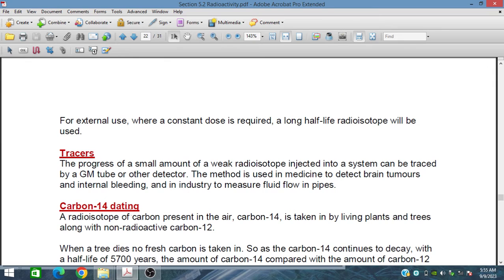Tracers are also used. The progress of a small amount of a weak radioisotope injected into the system can be traced by a GM tube or other detector. This method is used in medicine to detect brain tumors and internal bleeding. Tracers are injected into the body and then detected by the GM tube or other detectors. Industries also use this to measure fluid flow in pipes.